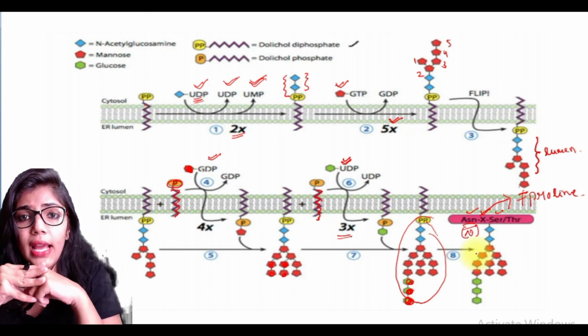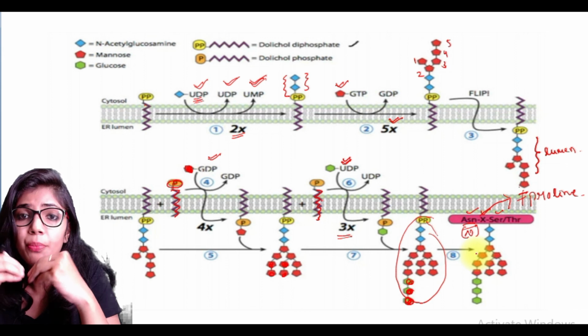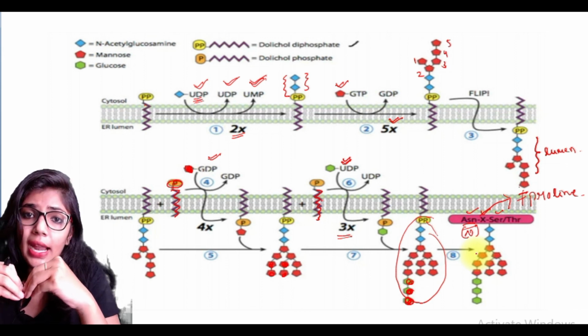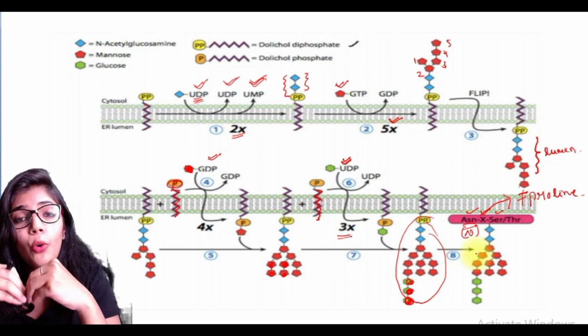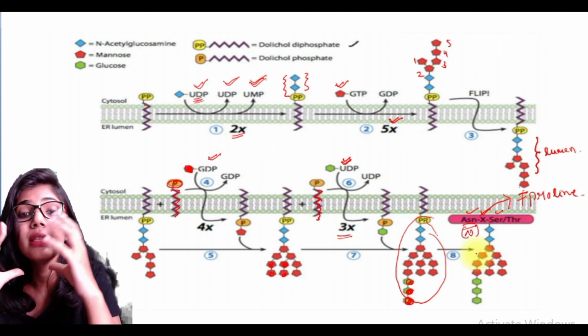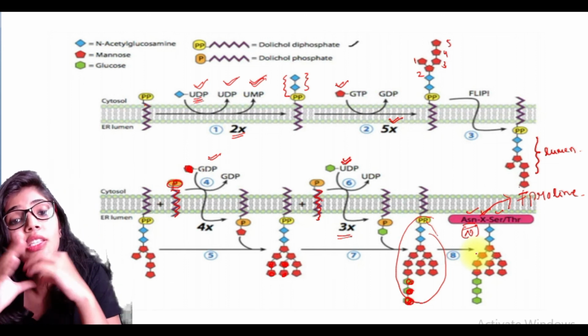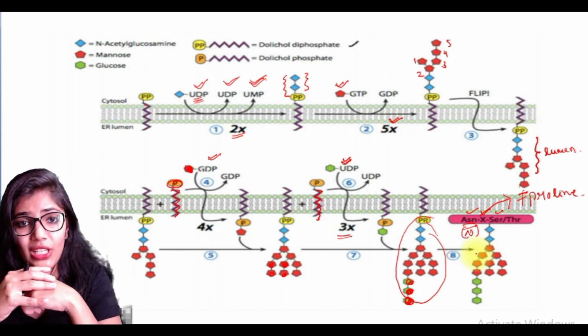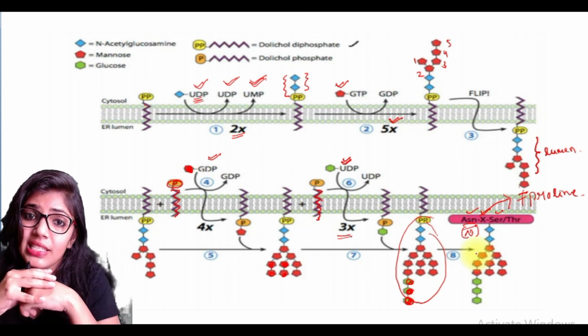So why do we need N-linked glycosylation? Because the proteins need to be modified when they enter into the lumen, and only after the modification will the folding of the protein take place. This is all about today's lecture. In this video we have discussed N-linked glycosylation. In the next video we will discuss protein folding.